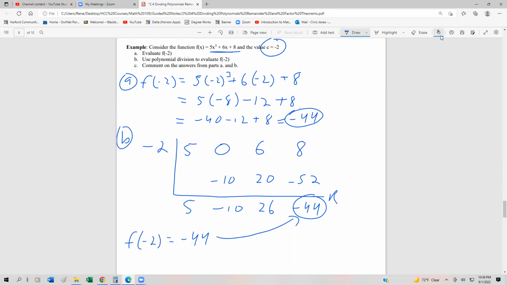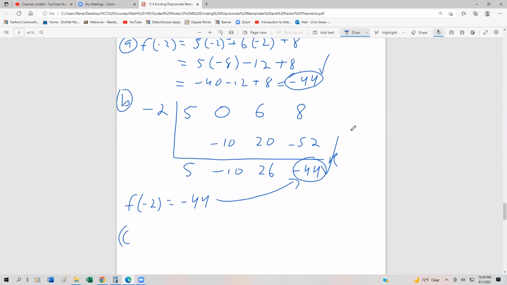And of course, if we're commenting on the answers from parts A and B, they're the same as expected by the remainder theorem. So we're going to say the results are the same as indicated by the remainder theorem.